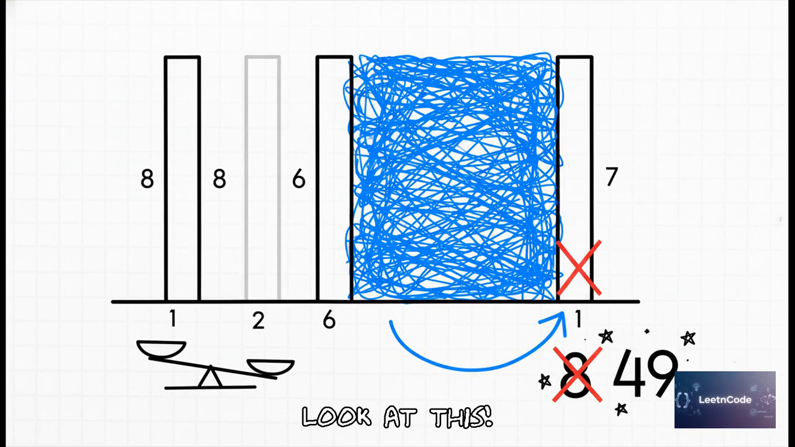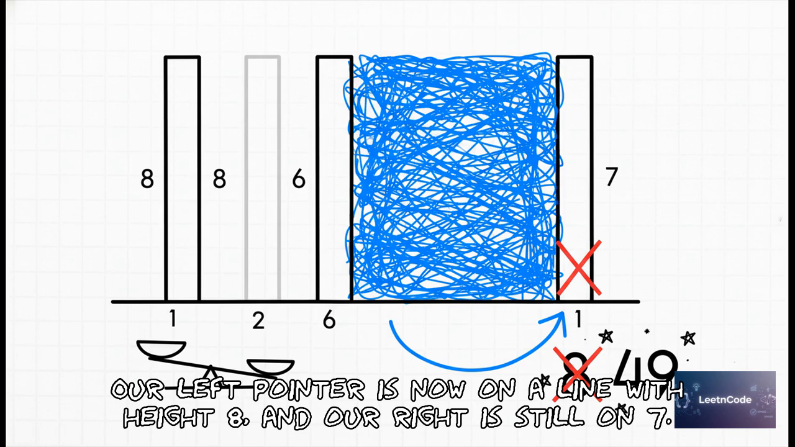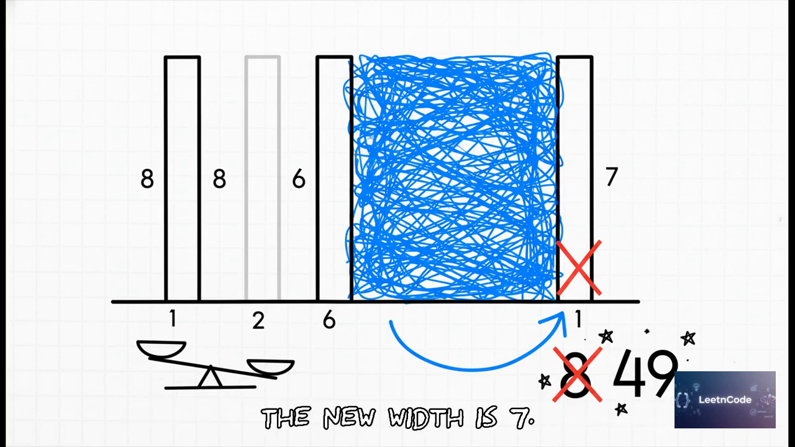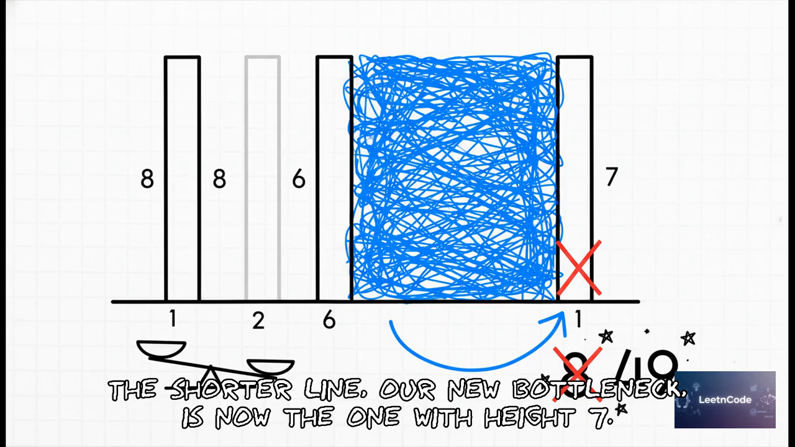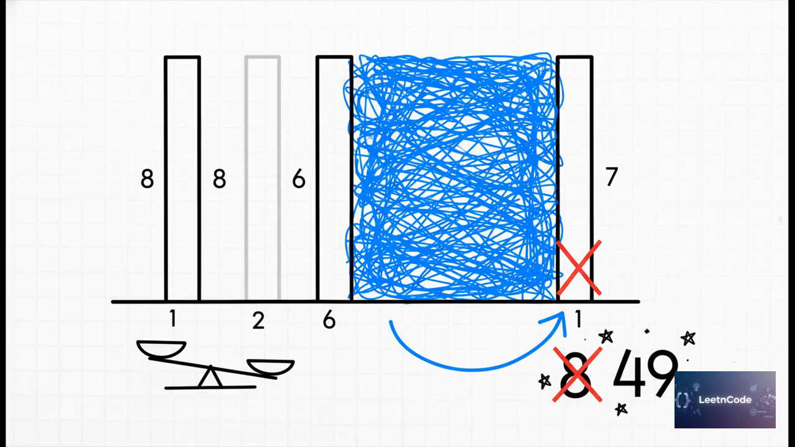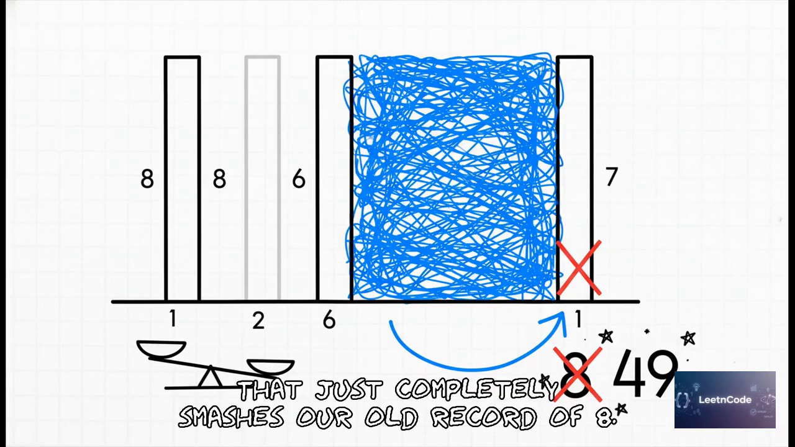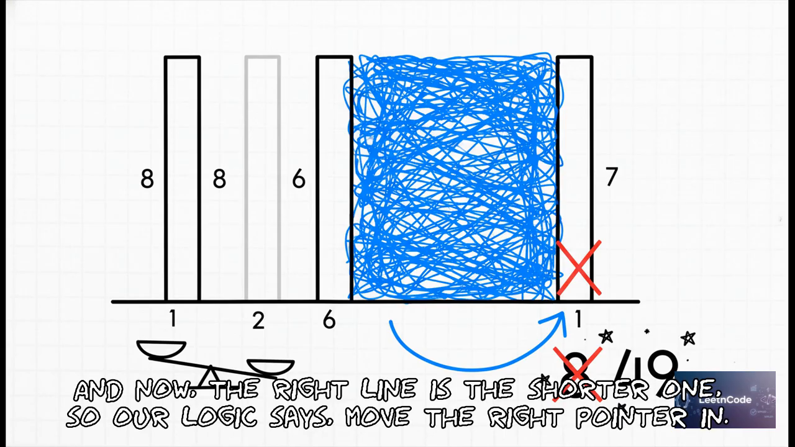And boom! Look at this! Our left pointer is now on a line with height 8, and our right is still on 7. The new width is 7. The shorter line, our new bottleneck, is now the one with height 7. So what's the area? 7 times 7, that's 49! Wow, that just completely smashes our old record of 8. So we update our max area. And now, the right line is the shorter one, so our logic says, move the right pointer in.